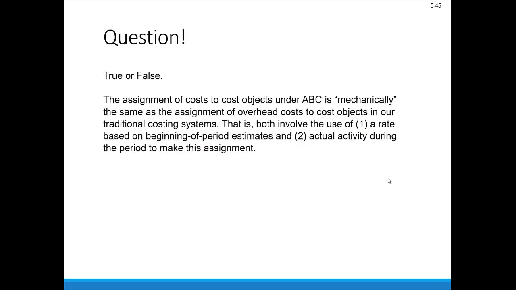Quick question then, true or false? The assignment of cost to cost objects under ABC is mechanically the same as the assignment of overhead cost to cost objects in our traditional costing systems. That is, both involve the use of 1, a rate based on beginning of period estimates, and 2, actual activity during the period to make this assignment. Is that true or false? Pause here and then come back for the solution.